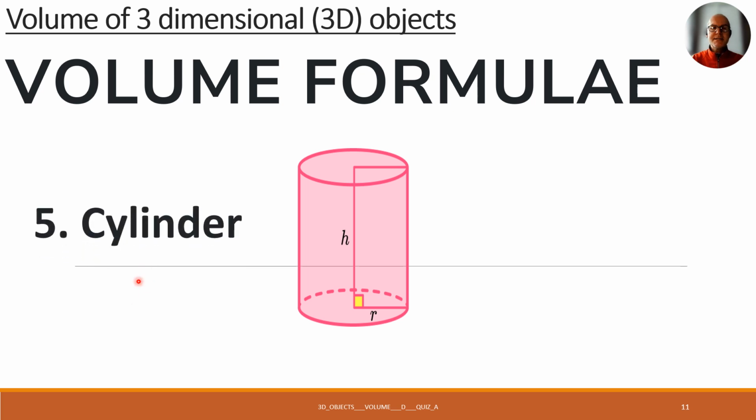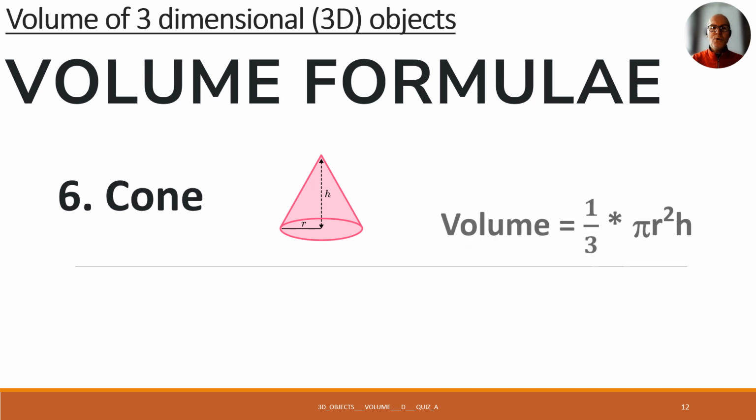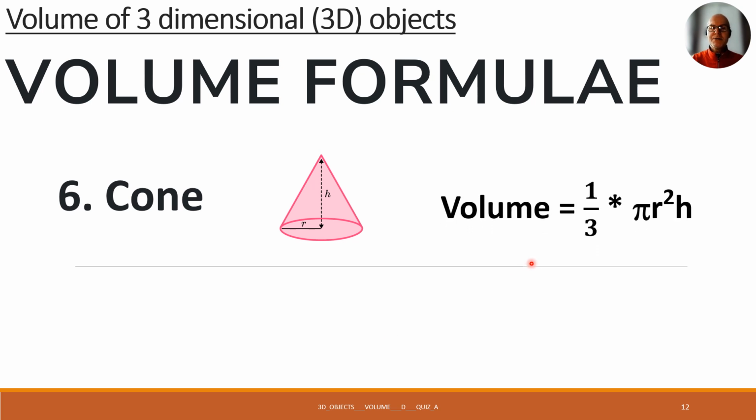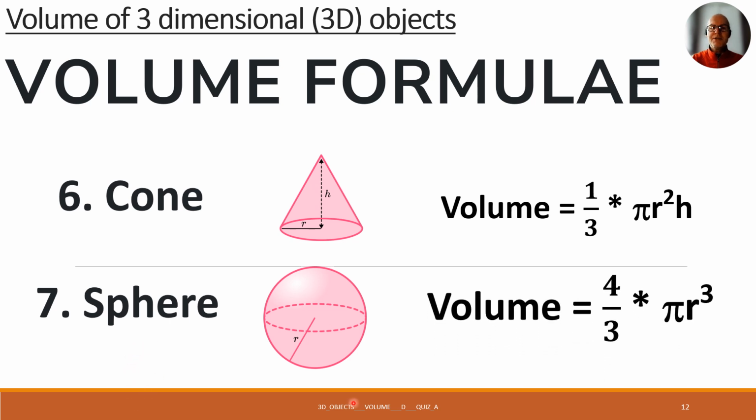Next shape is a cylinder. Volume formula for a cylinder is pi r squared h. Next shape is a cone. Volume formula is 1/3 times pi r squared h. And the last shape is a sphere. The volume formula for a sphere is 4/3 times pi r cubed.